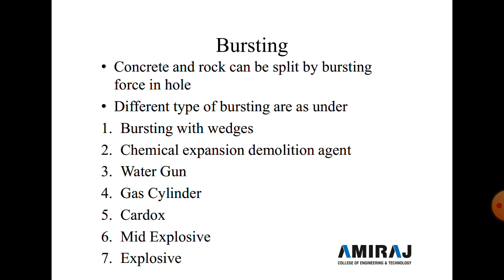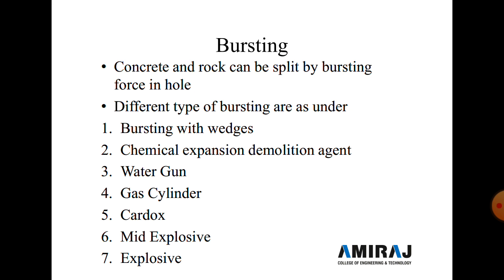Then, the chemical expansion demolition agent is the second one. Here, a lime composite chemical splitting agent is mixed with water and injected into the hole, and then the chemical expands, and we can easily demolish the structure. The third one is the water gun. Water at a pressure of 40 MPa is put into the drill hole, which is fitted with a water gun, and it splits the concrete, and we break the structure.